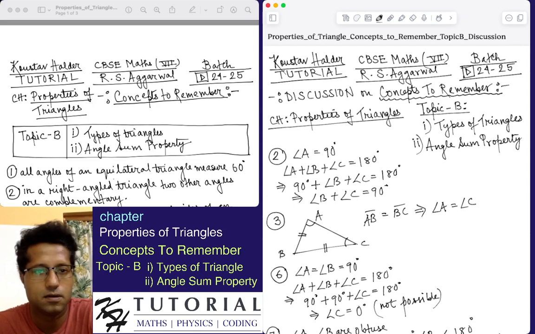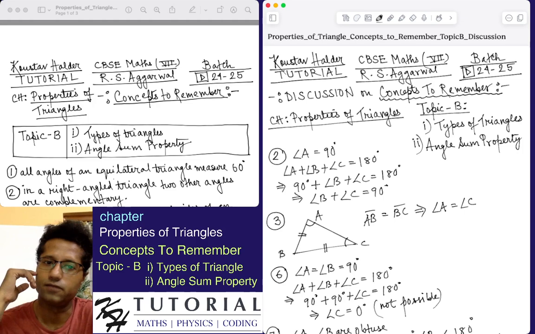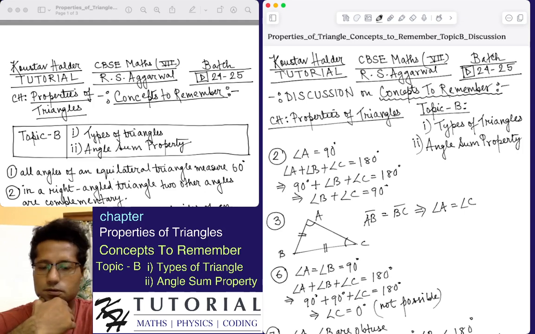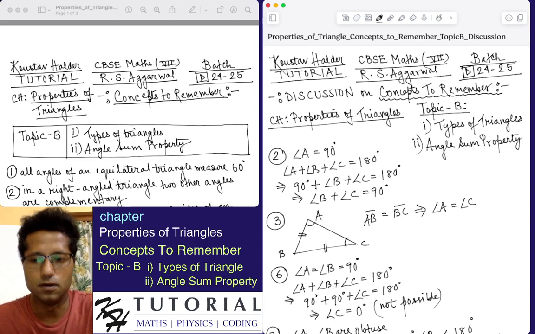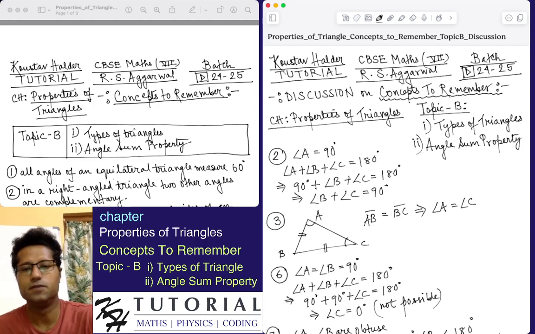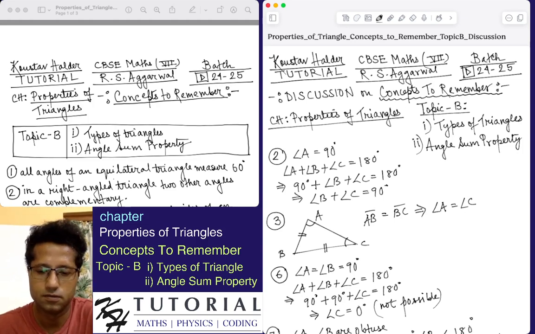The next topic C on the concepts to remember for the chapter properties of triangles will be triangle inequality and Pythagoras theorem. That will end all the topics of the chapter properties of triangles. So please stay tuned for the next video on topic C on the triangle inequality and Pythagoras theorem.